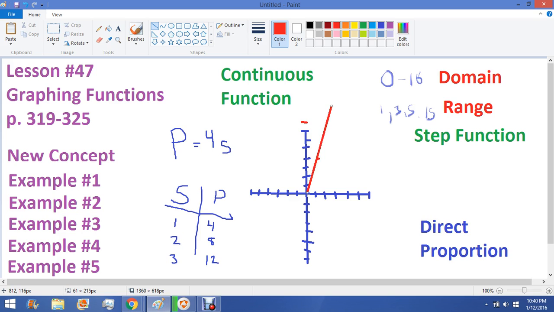Now, we say that this graph is a continuous function. And the reason we say that it's a continuous function is because this graph is a line of points and it goes through the origin. Remember, proportional also goes through the origin. Continuous function, a line of points through the origin. I'm going to stop there, and then I'm going to come back and do example 3.